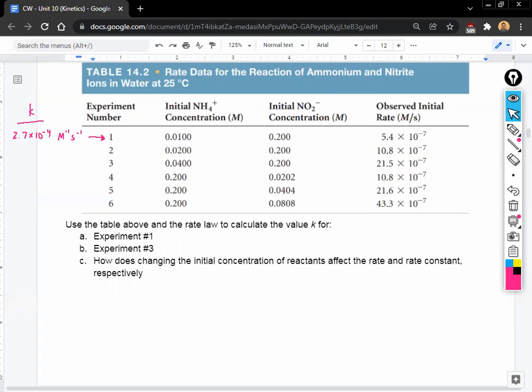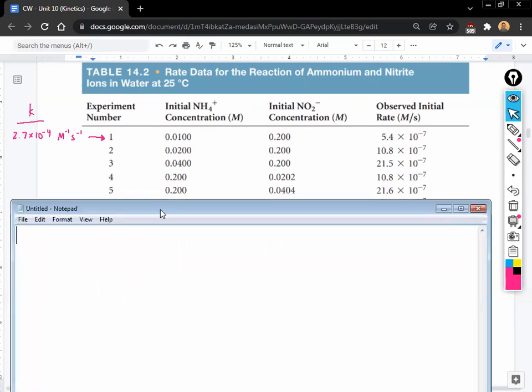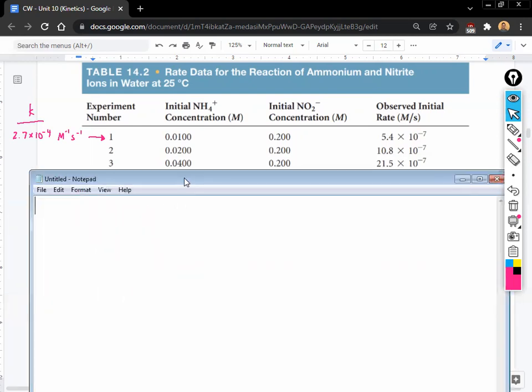Alrighty, guys, I'm going to start going over experiment 3. If you're finishing up, feel free to do so. But for the sake of time, we'll go over experiment 3. Basically the same thing as before. We can rearrange the rate law equation to have rate on the top, and then we're going to divide by the concentration of ammonium and nitrite.